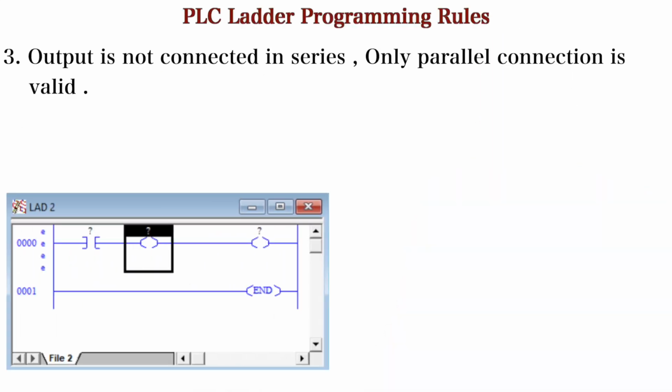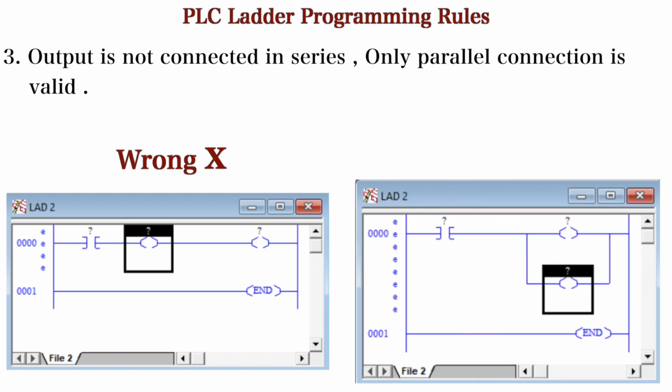So as you see in the first diagram, here the two outputs are connected in series form, which is not valid in ladder programming. In the second diagram you can clearly see, here the outputs are connected in parallel form, which is the correct or valid form of connecting outputs.